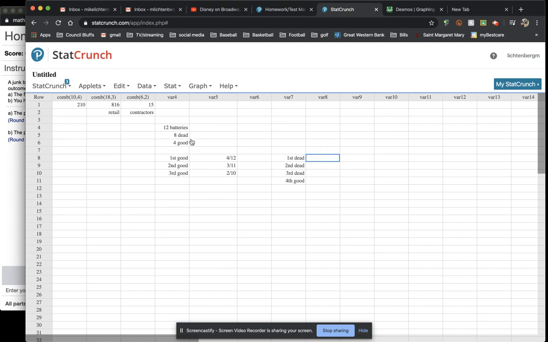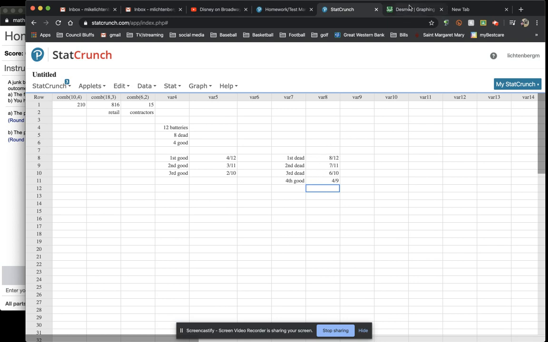So the probability of the first one being dead is going to be 8 out of 12. Second one being dead is going to be 7 out of 11. Third one being dead is going to be 6 out of 10. And now the 4th one being good, I know there's 9 total left. And now I haven't used any good ones so far, so it's going to be 4 out of 9. And that's what I'm going to multiply together.